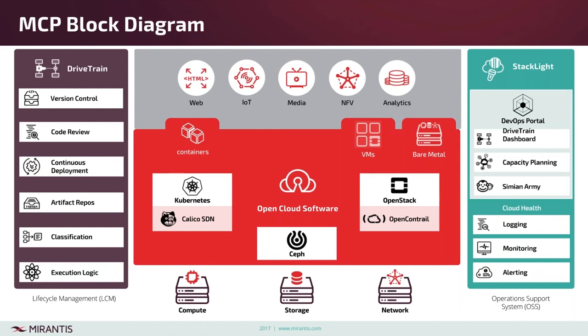DriveTrain consists of a number of components here that you'll see. We need something to handle version control. We need something to handle a code review process with automated feedback from testing. And we need a mechanism for actually triggering the continuous deployment. And then we need a place to store artifacts. Artifacts can be things like Debian packages or Docker images or anything like that. So packages and Docker images are the most common of those.